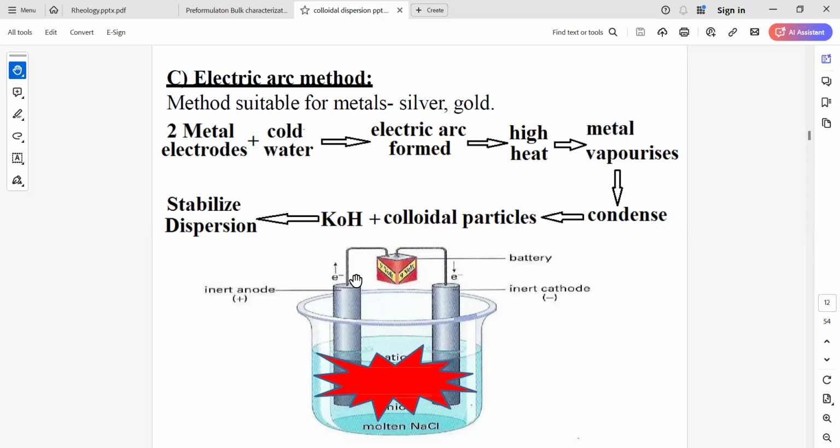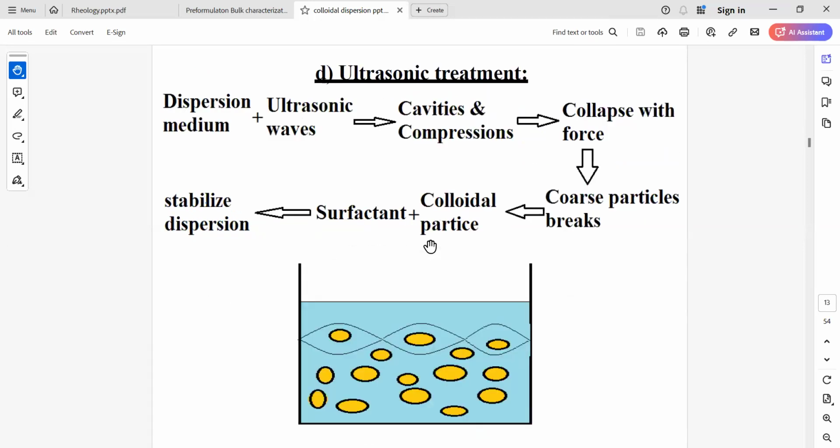Then the electric arc method, which I have also told you about. Just remember the name of the method and the example: silver and gold colloids are prepared by this method, obviously, because in this method we use an electrode of gold or silver for the preparation of a colloidal solution of gold or silver. As it's an electrode, we use some metal. The most common example, as I have discussed, is the gold colloid in case of lyophobic colloids, and that is prepared by the electric arc method. Then ultrasound, as I have told you.